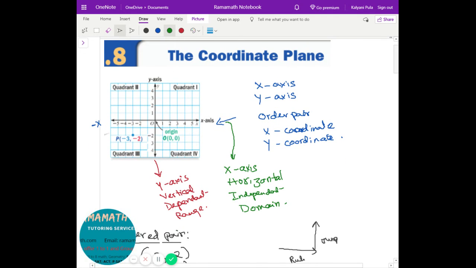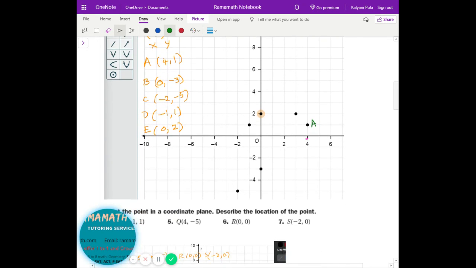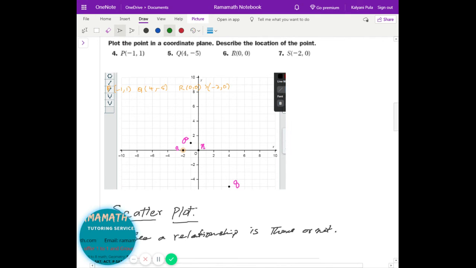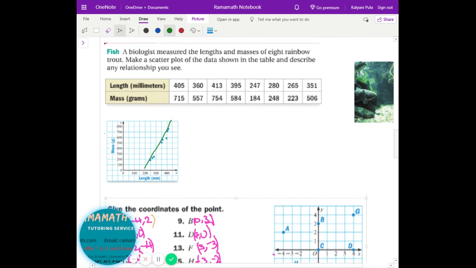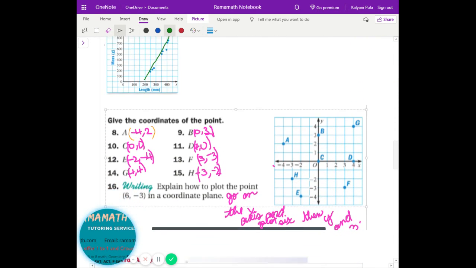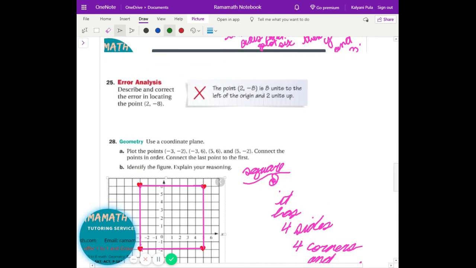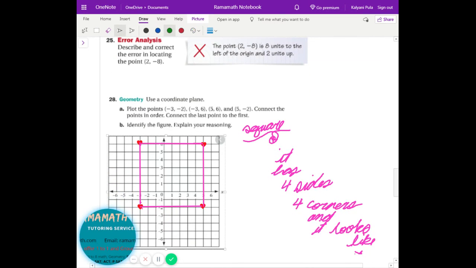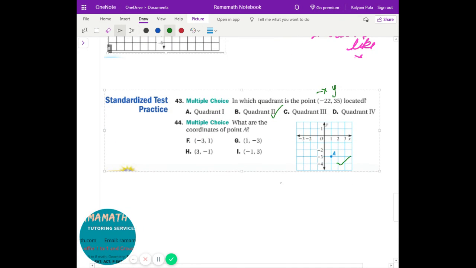Just to review quickly: x-axis, y-axis, ordered pairs, quadrants 1, 2, 3, 4. Always quadrant 1 here, then 2, 3, 4. That's how we go. And for the ordered pairs, you did good work using our software. You plotted the points on your own. Then we did more questions on plotting points, and we learned about the scatter plot, what it means, what the data is used for, and how we can describe correlations. You did good work on plotting and recognizing points, and on the error analysis, which is really important. Then we applied it to geometry, and we also practiced the standardized test questions. That's pretty good. Very good.